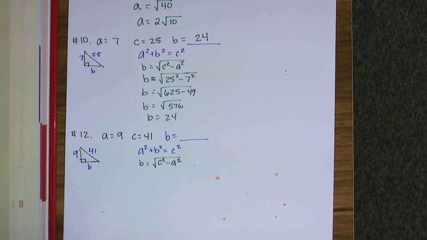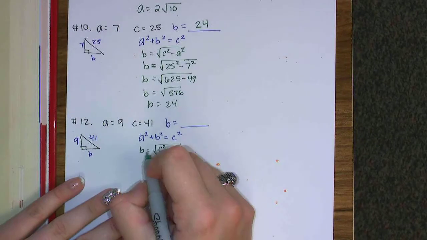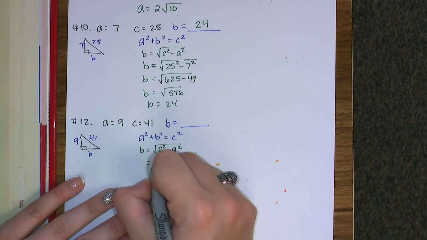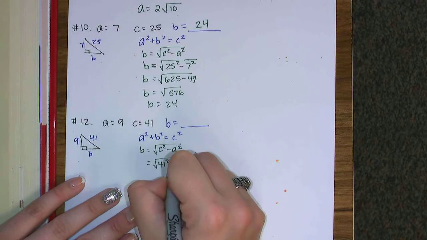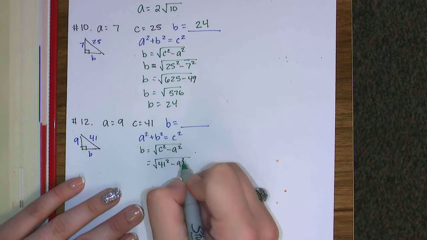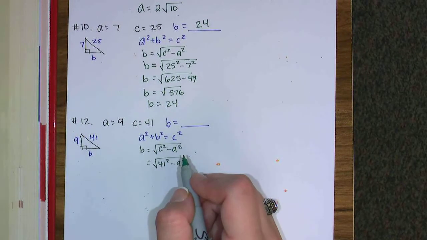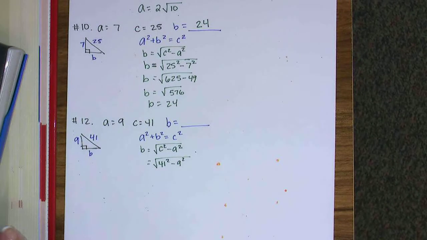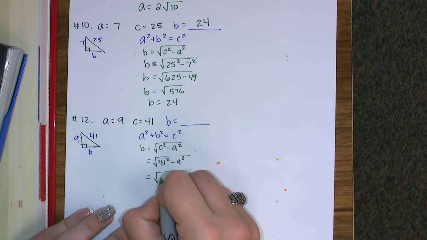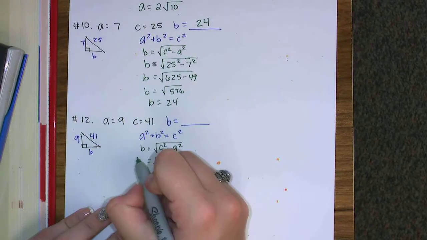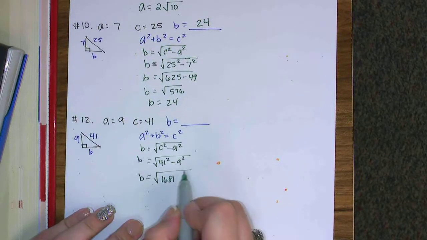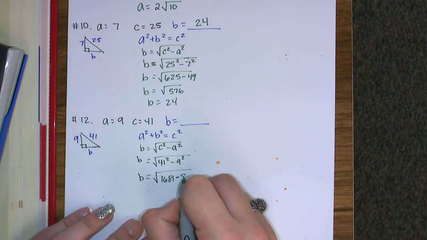Alright, so C squared is 41 squared. So B is the square root of 41 squared minus 9 squared. Now, I don't know what 41 squared is, so I'm going to use my calculator, which you're welcome to do as well. 41 squared is, let's see, 1681. Okay, make sure you don't lose the square root. Minus 9 squared, that's 81.